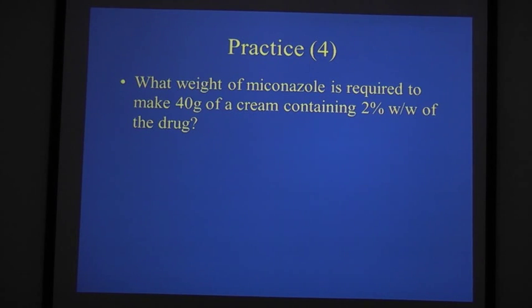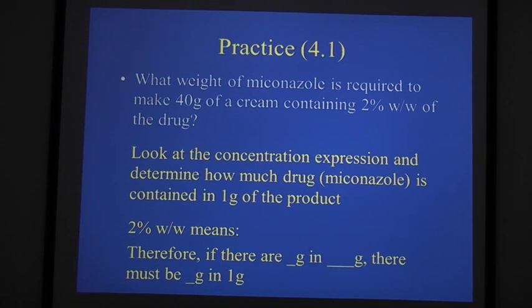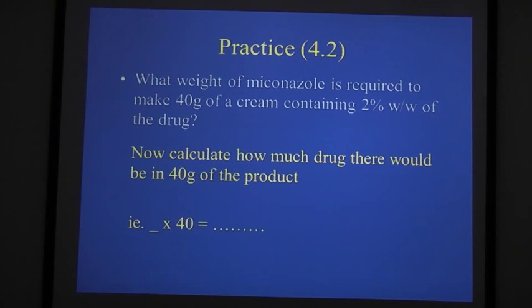Okay, so now look at this question. Look at the concentration expression and determine how much drug is contained in 1 gram of the product. 2% weight to weight means that there are so many grams in so many grams. So if there are so many grams in so many grams, there must be so many grams in 1 gram. Once you know that, we can then calculate how much drug there would be in 40 grams of that product. Because if we know that there's X in 1 gram, it means in 40 grams, it'll be just X times 40. So let's just do that calculation now.